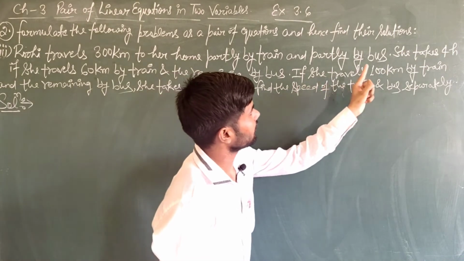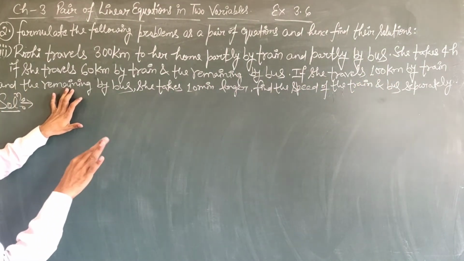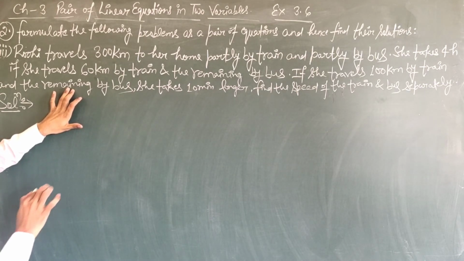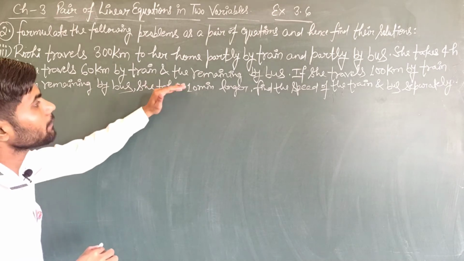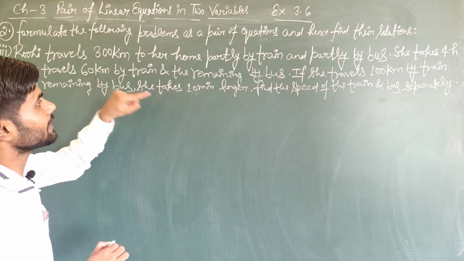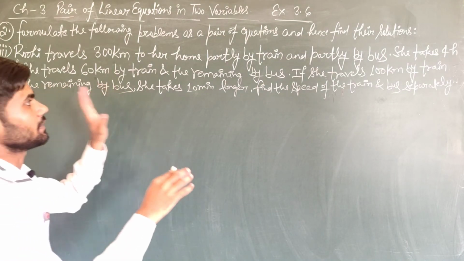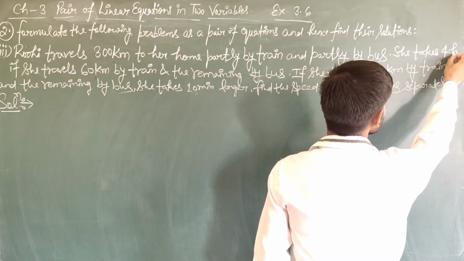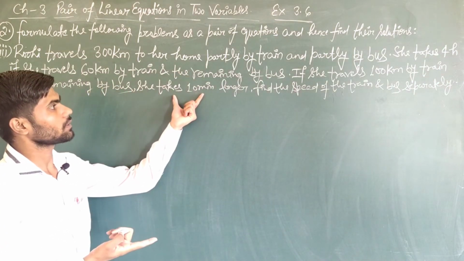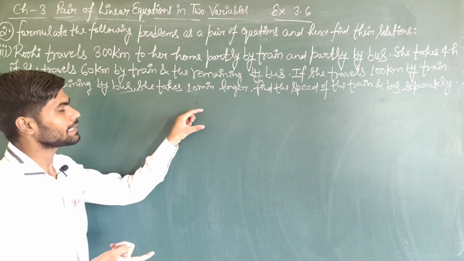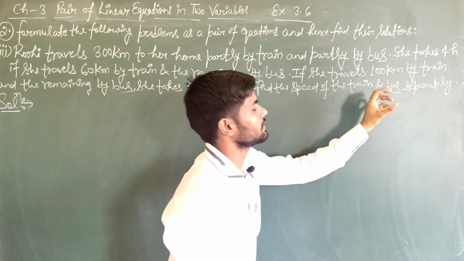And if she travels 100 km by train, and the remaining, means remaining is 200 km because total is 300 km, by bus she takes 10 minutes longer. It means 4 hours and 10 minutes. She takes 4 hours in the first condition, and in the second condition she takes 10 minutes longer. Means total time 4 hours 10 minutes. Find the speed of the train and bus separately.